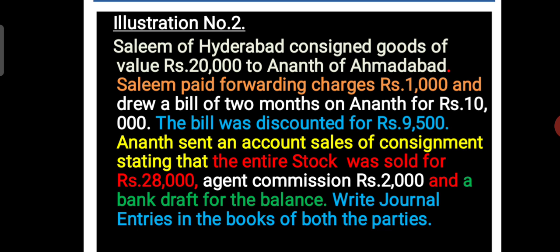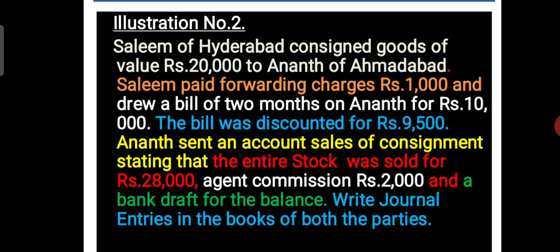Salim is the consignor. So consignor expenses ₹1,000 for transporting charges or forwarding charges. And the consignor drew a bill of 2 months on Anant for ₹10,000. So here bills receivable is taken from the consignee as advance for ₹10,000. So advance here ₹10,000, bills receivable.